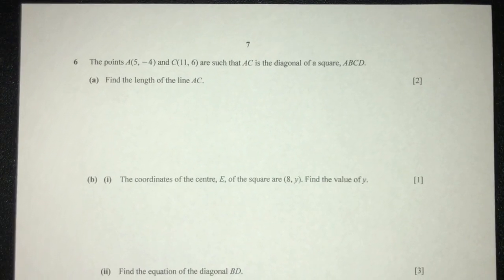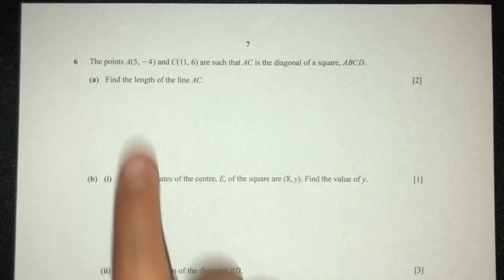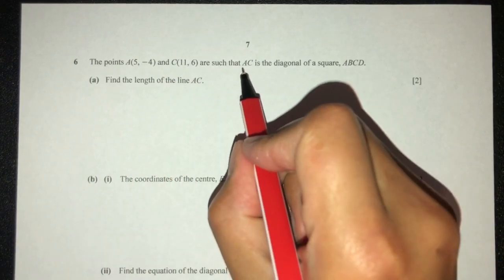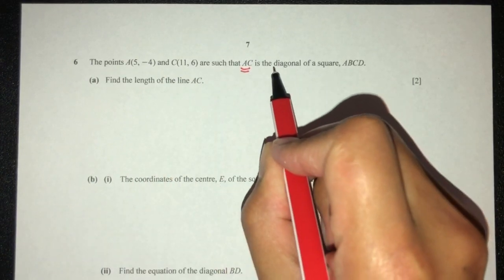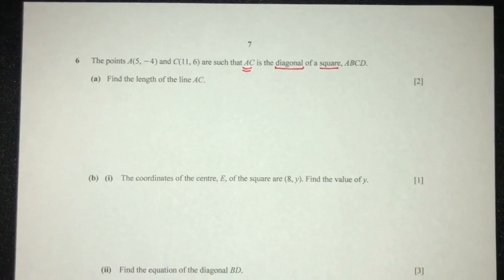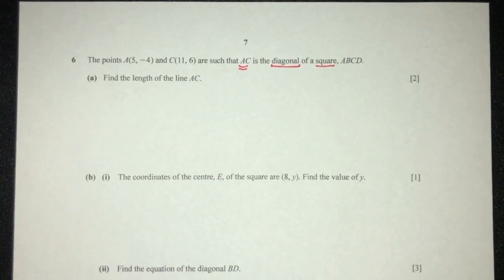Now let's move on to question number 6. The points A and C are given to you, 5, minus 4 and 11, 6, such that AC is a diagonal of a square. So for a square, we know all the sides have to be equal. That's the main thing we know about squares. That makes sense. Now first thing first, we have to find the length of AC.